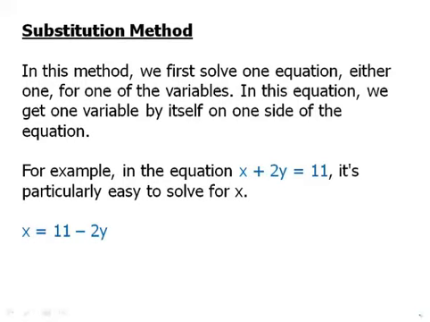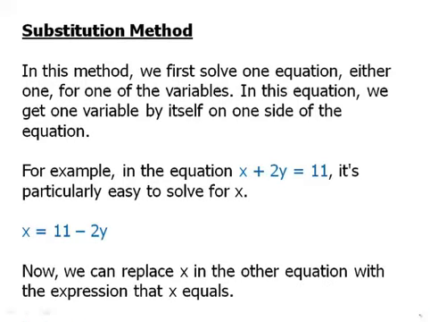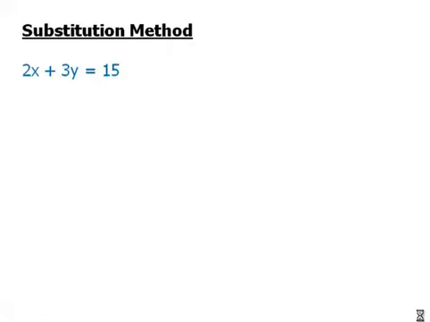Now let's look at the other equation. We can replace the x in the other equation with the expression that x equals. Because x equals 11 minus 2y, it means that wherever there is an x, we can remove the x and replace it by the thing that it equals. So here's the other equation, and we're just going to write the same equation again, but we're going to replace that x with 11 minus 2y. Well, now we have a single equation with y.